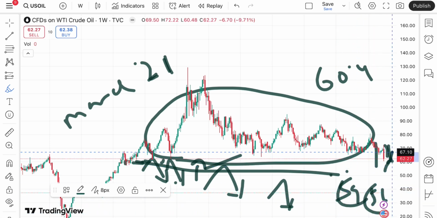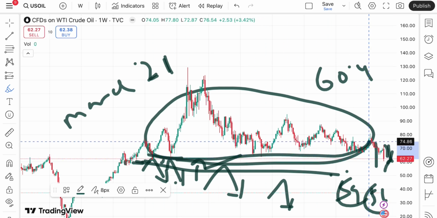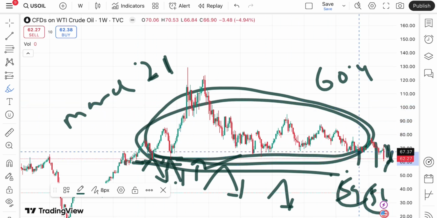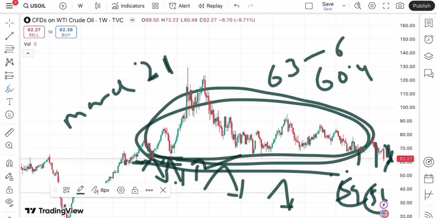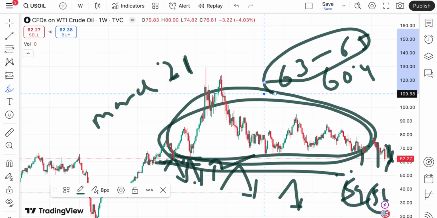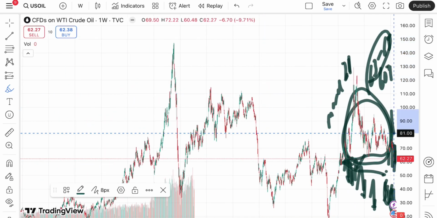But if it sustains above this level and starts going above a level of $62.5, it will move in this zone, and we can see it can go further upside towards a level of around 63 to a level of 65 also.